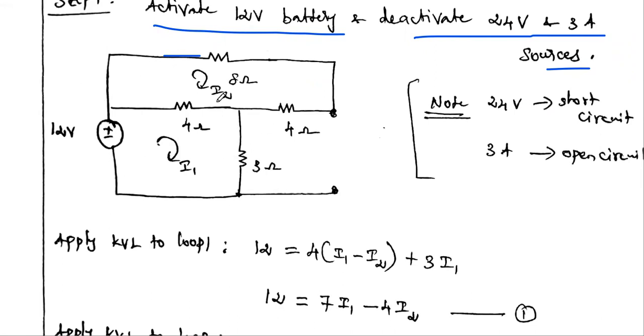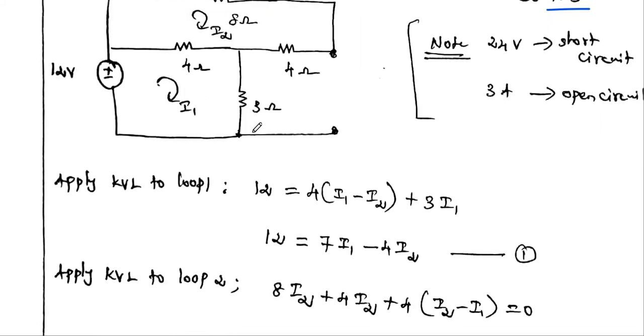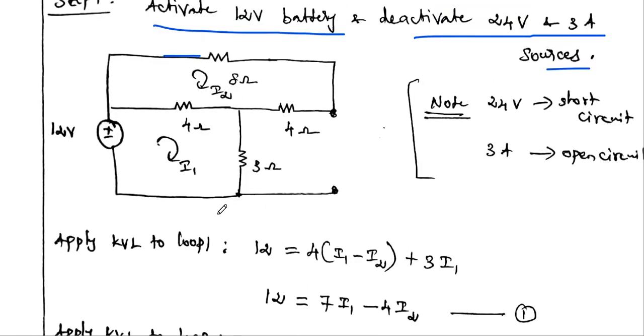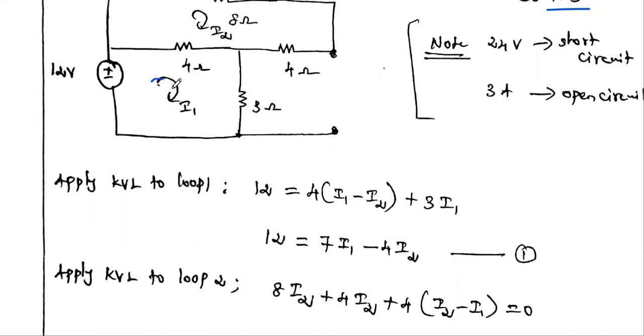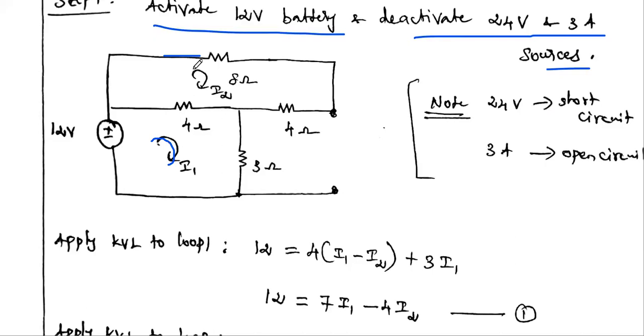Now this circuit is reduced to only a two-loop circuit. This is one closed loop, this is another closed loop, so using mesh analysis you may solve. You may use any procedure, but here we are going to use mesh analysis. Consider the current flowing in this mesh as I1 and the current in this mesh as I2. Then write KVL for each loop, or directly use the inspection method. So write KVL for this loop: 12 equals 4 into, this 4 is common for loop 1 and loop 2.